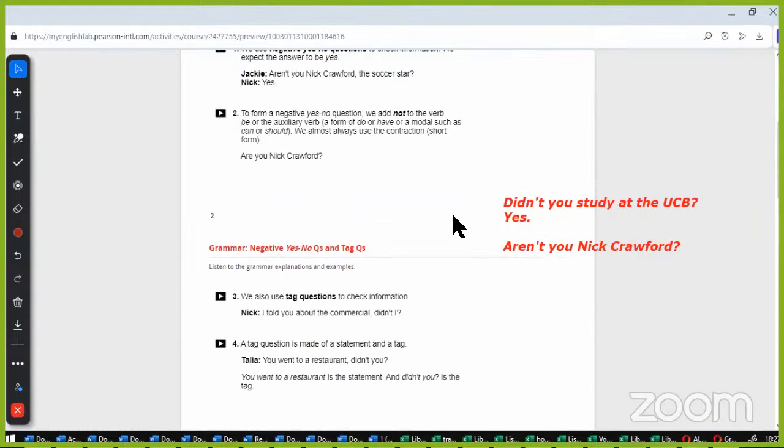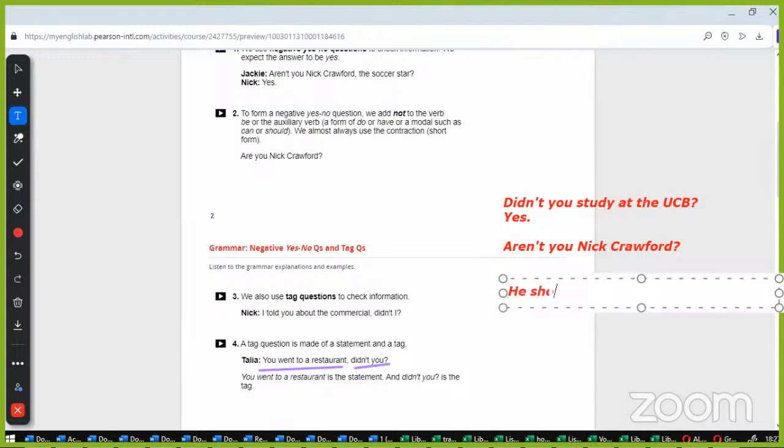Okay, so we use tag questions to check information. Like, I told you about it, didn't I? So a tag question is made of a statement and a tag. Of course, this is the statement and this is the tag. So basically, I'm gonna do 2 examples here.